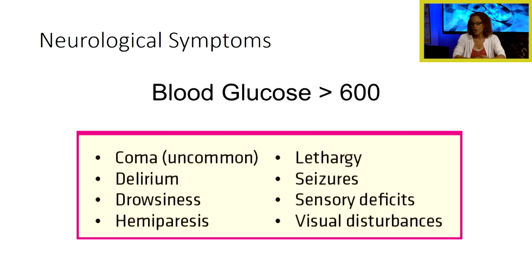We might see coma, delirium, drowsiness, hemiparesis, which might be some weakness on one side of their body, lethargy, seizures, sensory deficits, and even some visual disturbances. So these are all examples of neurological symptoms that can happen when our blood glucose becomes dangerously high, okay?